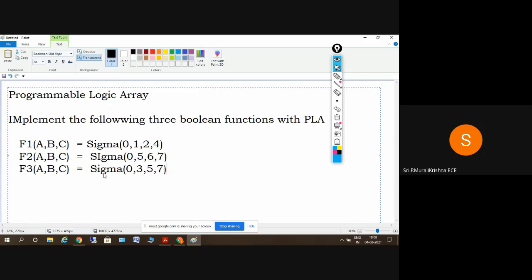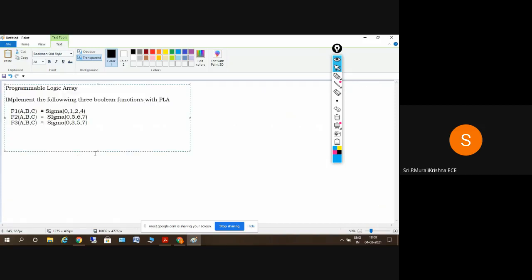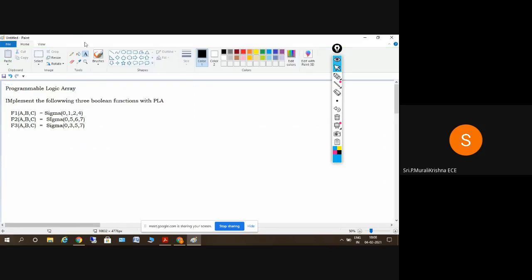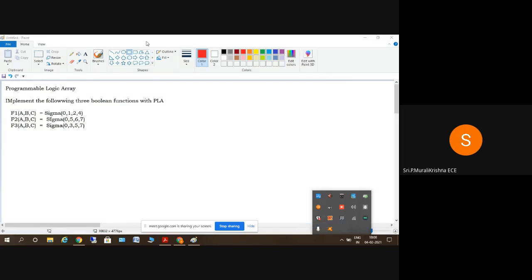So draw the K-map for this. So find the equations for F1, F2, F3. Okay, so there is a condition here, so I'll let you know. So what is the condition here? First of all, find the equations for F1, F2, and F3.